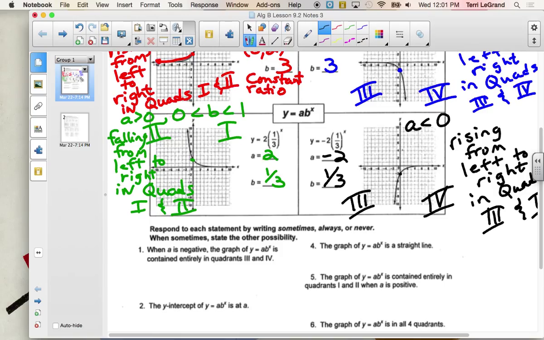And what happened? Same behavior, okay? So if A is less than 0, in other words it's negative, and B is between 0 and 1, these are the restrictions. If that's the case, that's the behavior we can count on.